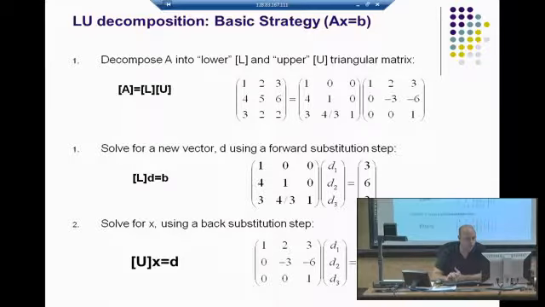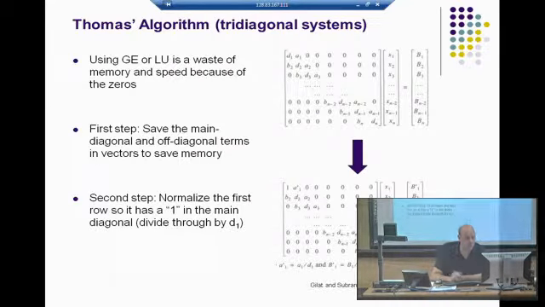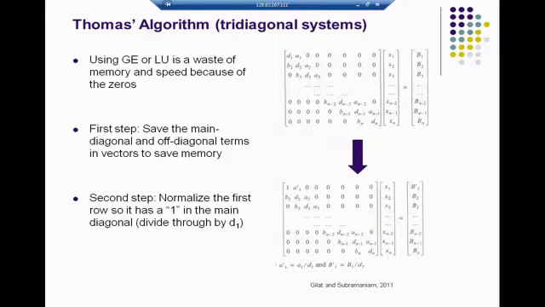So let's move on to another technique for solving systems of equations called Thomas's algorithm. Thomas's algorithm is really a special form of Gauss elimination. But it's only good for tridiagonal systems, which are very special matrices, as we learned. And we learned what a tridiagonal matrix is.